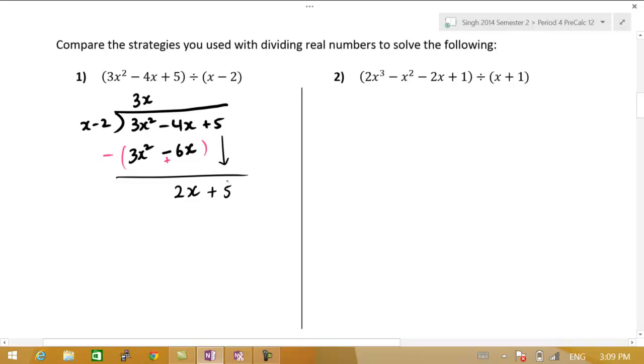And then I ask myself the same question. X times something is going to give me 2x. X times a positive 2. So plus a 2. Because we're working with polynomials, the terms need to be separated by either a plus or a minus sign. So x times a 2 is going to give me 2x. And then 2 times a negative 2 is going to give me negative 4.